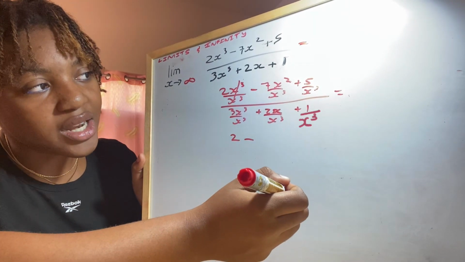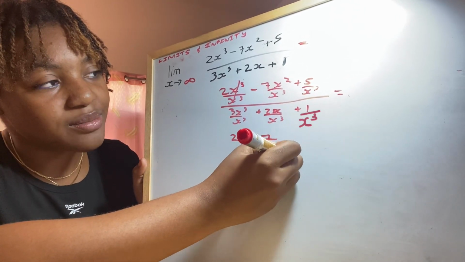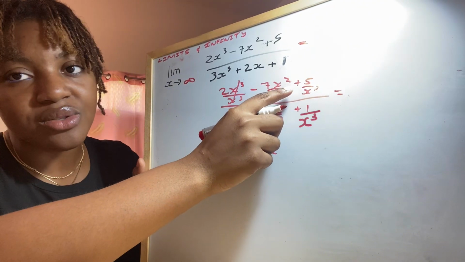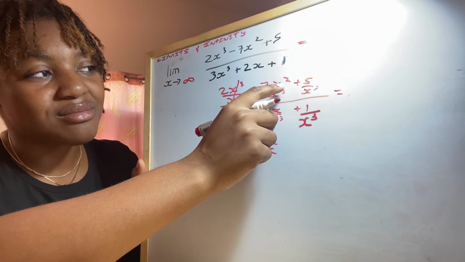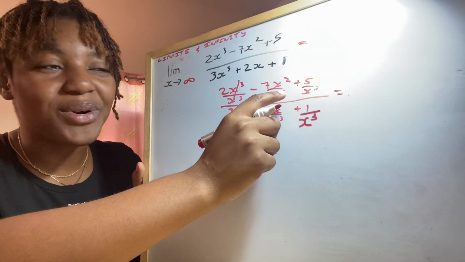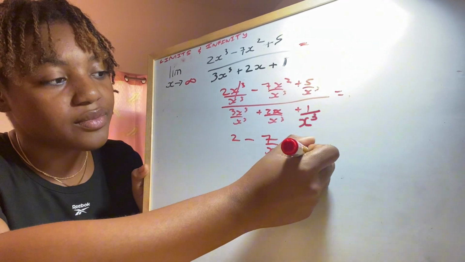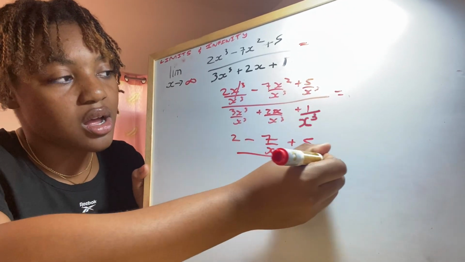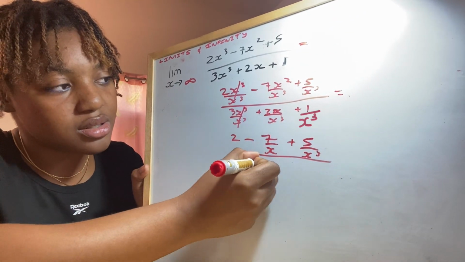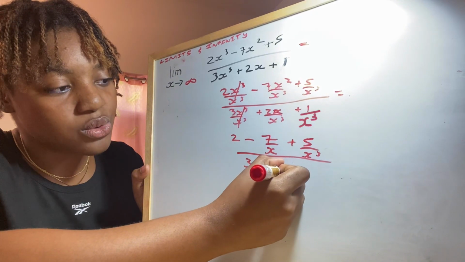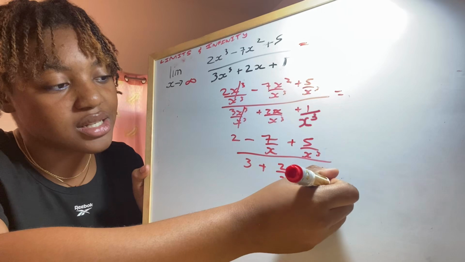Minus 7x squared over x cubed would leave us with 7 over x, because basically the x squared would cancel out, and that would leave us with the x in the denominator. So yeah, this can't be simplified anymore. Here the x cubed would cancel out each other, plus we'll have 2 over x squared plus 1 over x cubed.